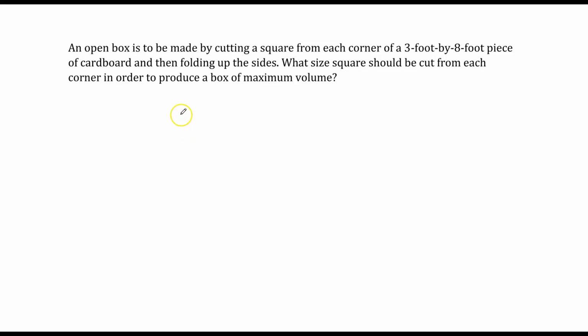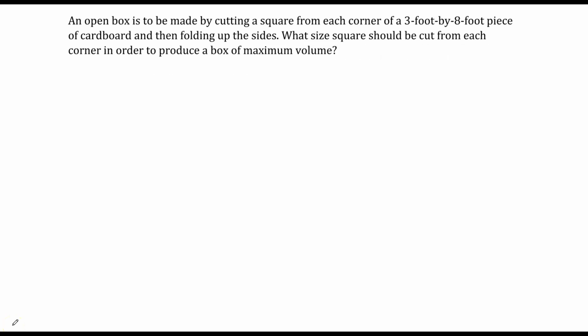An open box is to be made by cutting a square from each corner of a 3-foot by 8-foot piece of cardboard and folding up the sides. What size square should be cut from each corner in order to produce a box of maximum volume?